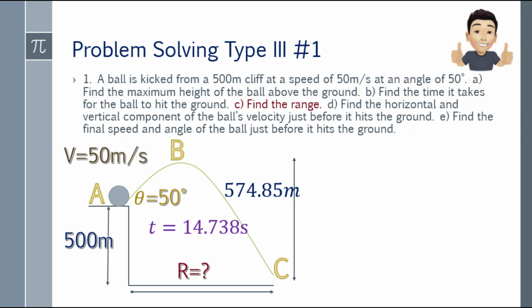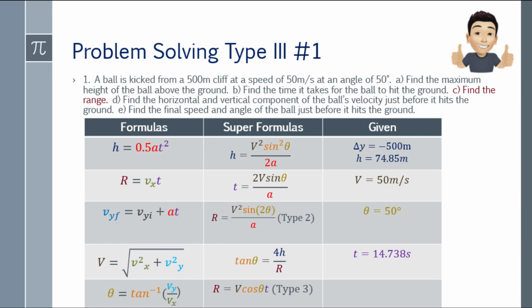Next part of the question, find the range. So paano natin makukuha ang range? So let's check again the formula. So we have the given, delta y is negative 500 meters. And h is 74.85 meters. V is 50 meters per second. Theta is 50 degrees. And time is 14.738 seconds.